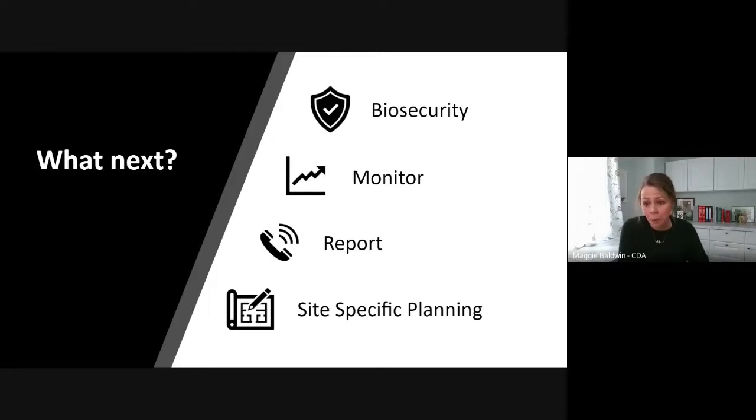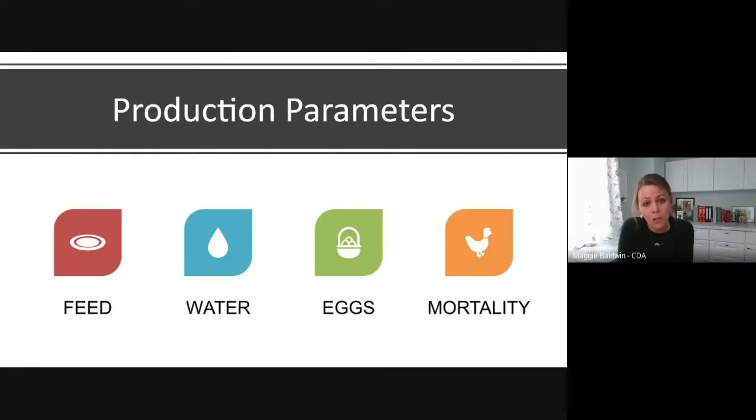And that is one of the components of secure egg supply, site-specific planning. And we are available as resources. USDA has a lot of resources as well, but that's the way we're going to get this done and get it done well. So production parameters, what should you be monitoring and what's abnormal, right?